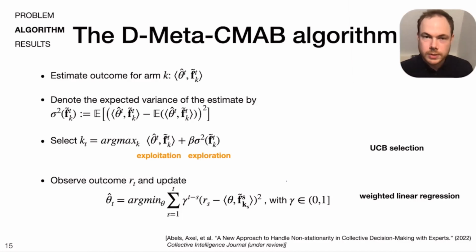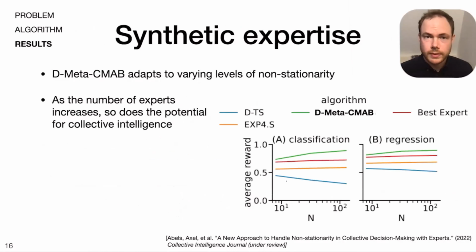Okay, so now I'd like to show some experimental results to illustrate the benefits of this approach. So we simulated a synthetic decision-making setting and compared 3 algorithms. 2 previous approaches are DTS and XP4S, and then we're also looking at the best expert. And we're comparing all of this to our DMETA-CMAB algorithm.